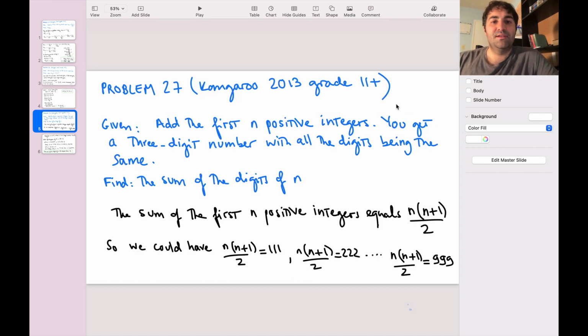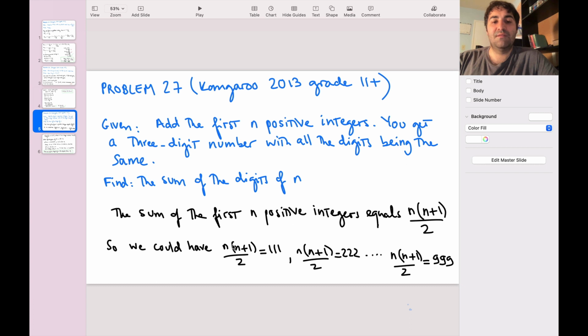Okay, let's try problem 27 from the 2013 Kangaroo. So we add the first n positive integers and we get a three-digit number with all the digits being the same. Find the sum of the digits of n. This is kind of a tricky problem, but let's look at it. The sum of the first n positive integers equals n times n plus 1 divided by 2. That's the formula for an arithmetic sum.